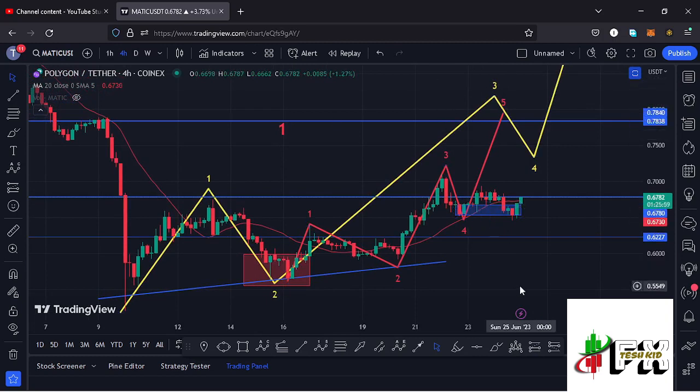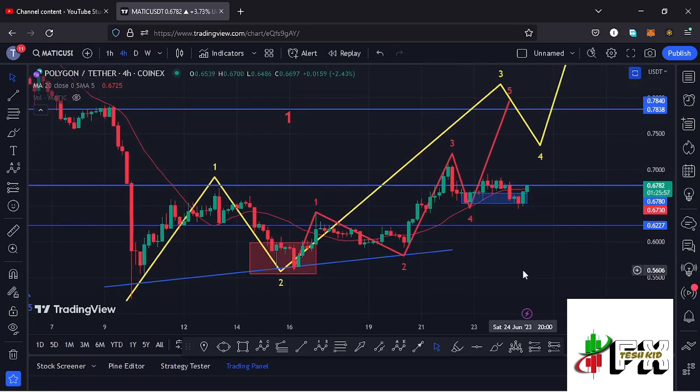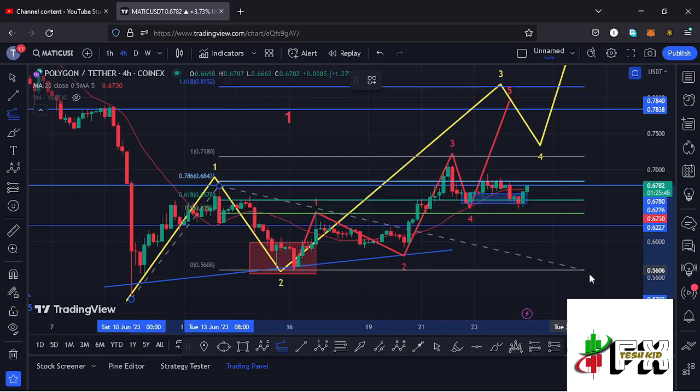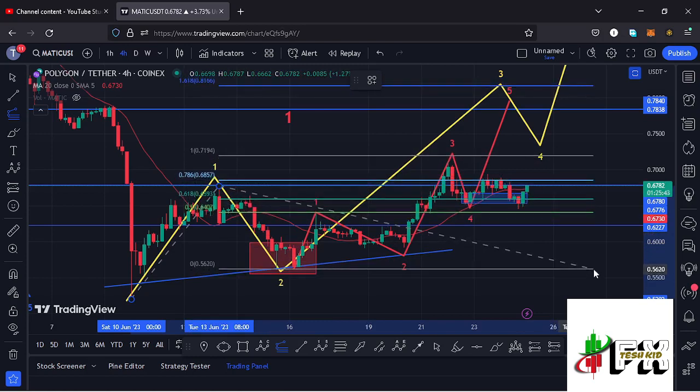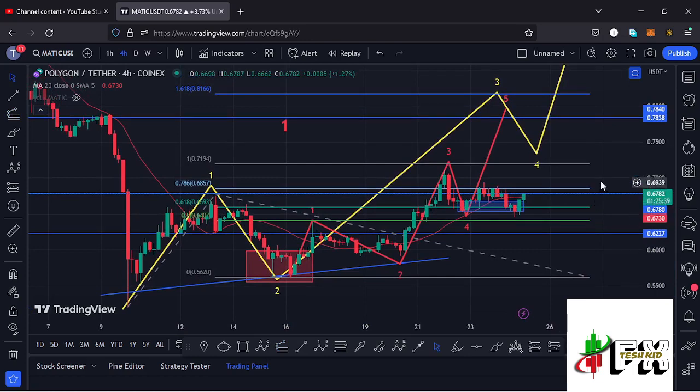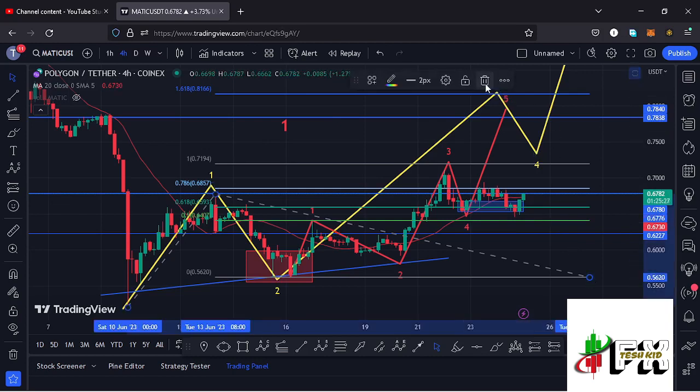In my previous videos I have been giving you minimum target areas for that third wave to the upside by connecting the trend-based Fibonacci from the low of the first wave to the high of that wave 1, then dragging the fibs to the low of the second wave. That gives me a minimum target area for that third wave at the fib level 1.618, at around the $0.8166 mark, and that is the minimum that I'm expecting Matic to do in the formation of that wave 3.